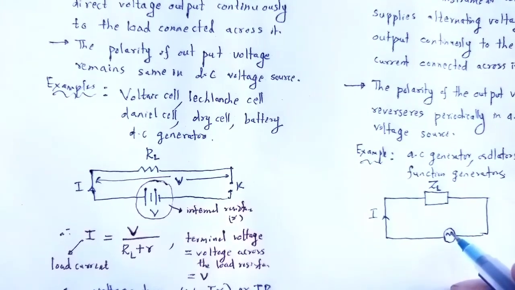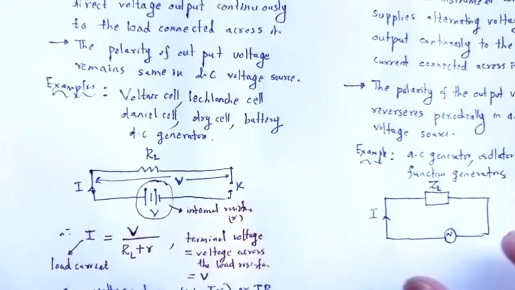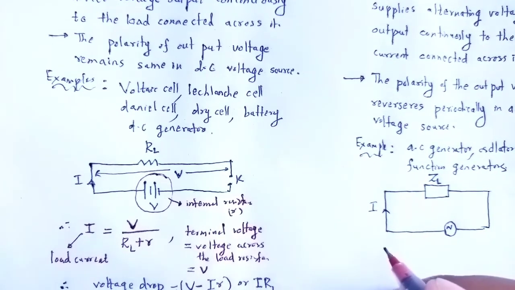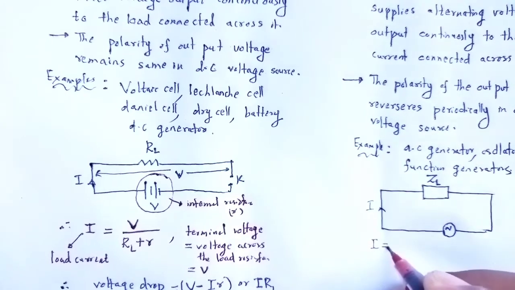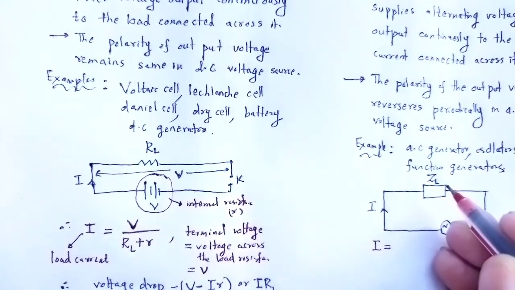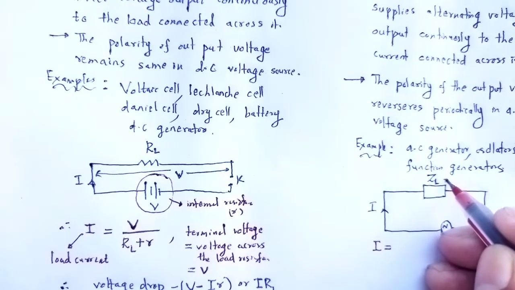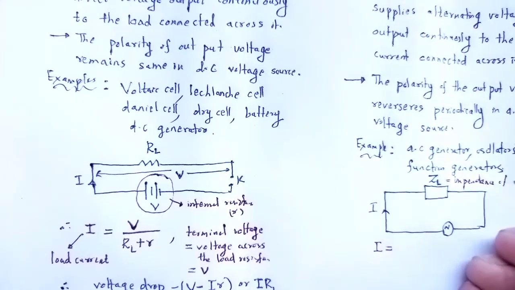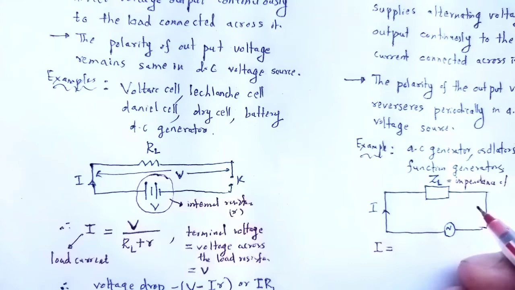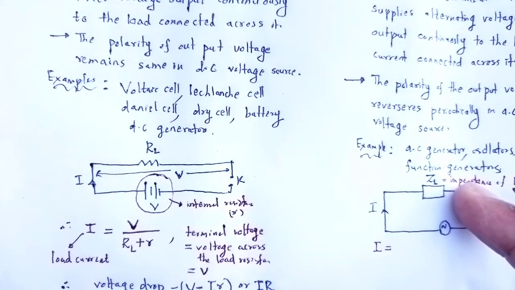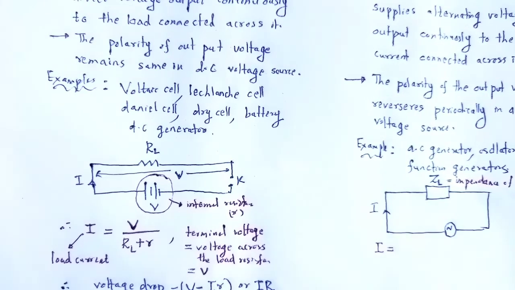And the current in that circuit can be given as I, where ZL is the impedance of the load, as the opposition provided in case of an AC circuit is known as impedance.